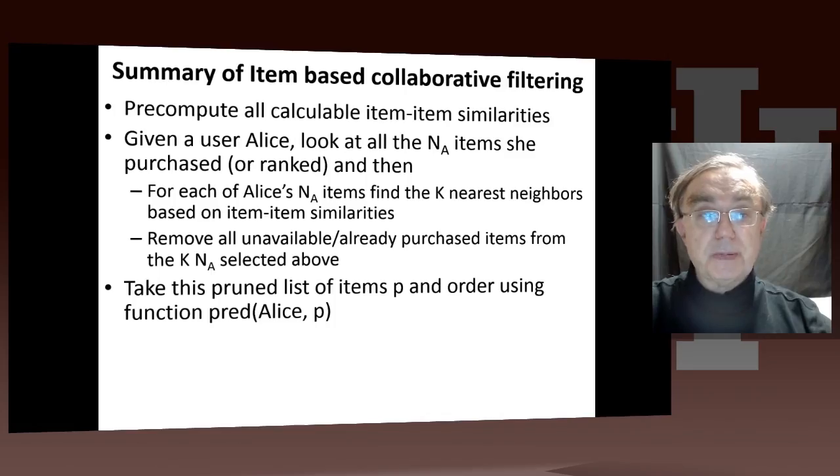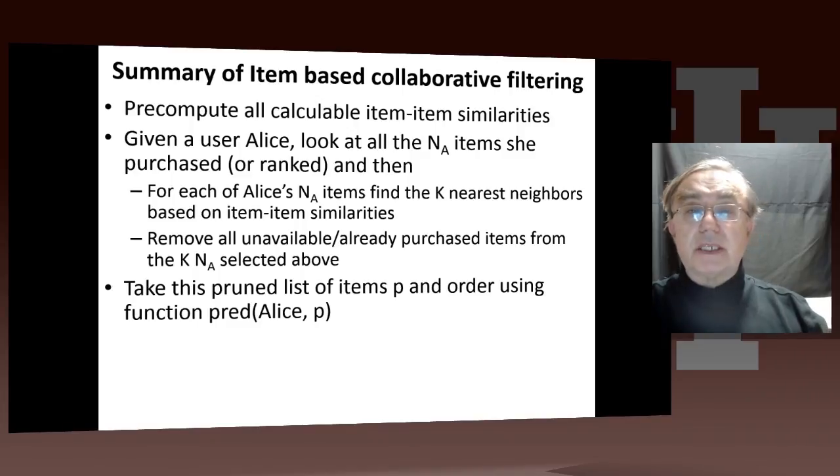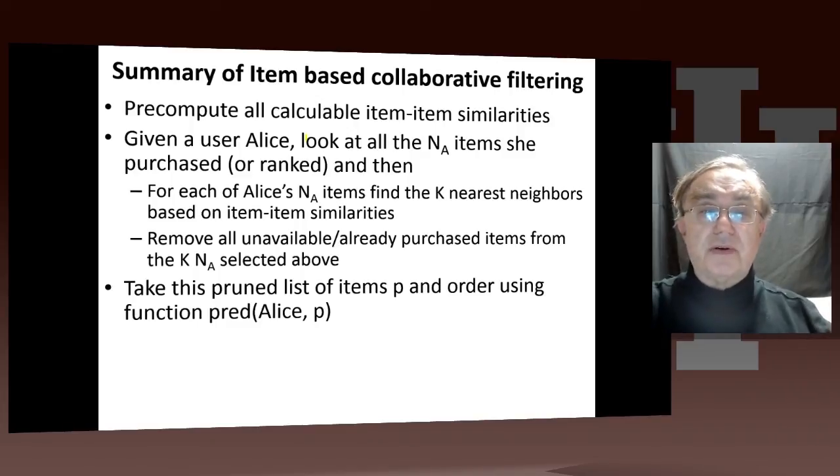that secret sauce is what makes that company succeed. And so here we have a basic summary of item-based collaborative filtering. You pre-compute all the calculable item-item similarities. And maybe you make a cut, so that you only calculate it for items which have a certain number of users in common. If two items only have 3 users in common, that may not be enough to make a reliable prediction.